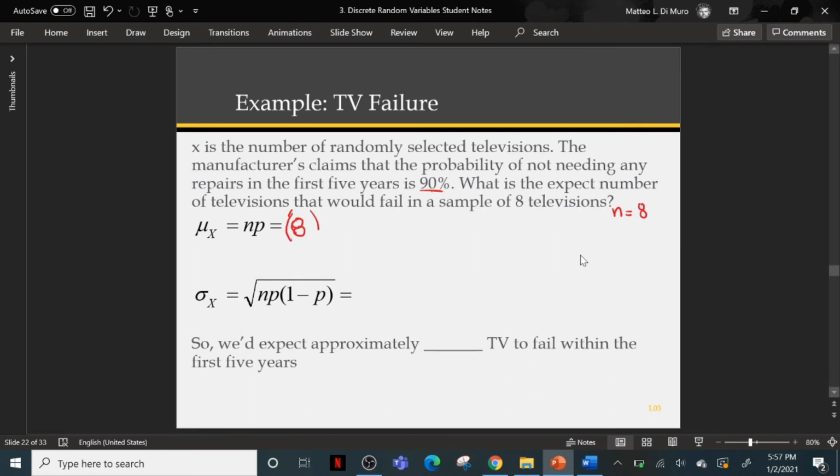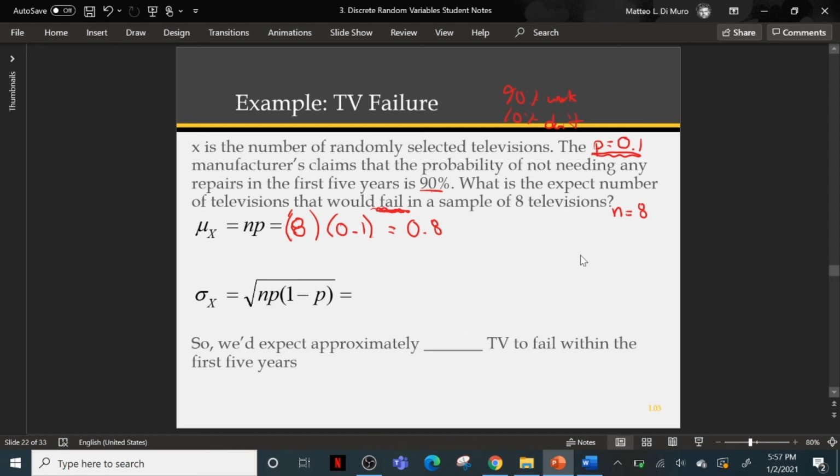N is 8. And P is, now, probability of success here, we didn't talk about it. So the probability of it not needing any repairs is 90%. So be careful, because it's asking what's the probability that it would fail. So our success is failure, right? So that's 10%, right? 90% work and 10% don't. So in this case, probability of success is not working. Okay, so don't get too attached to the word success here. I know that's confusing. When you do that, you get 0.8.